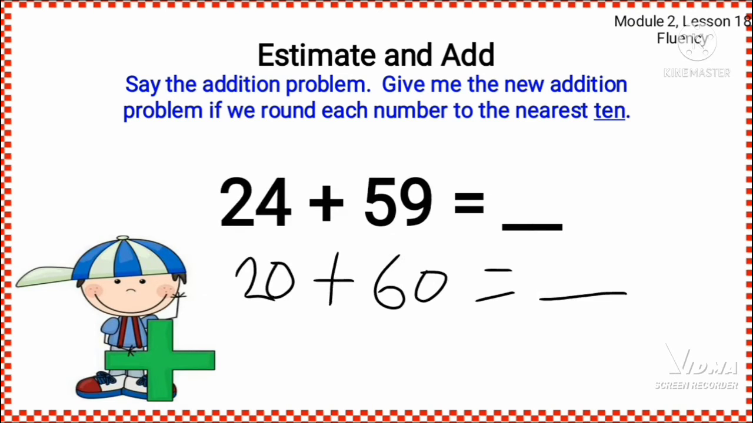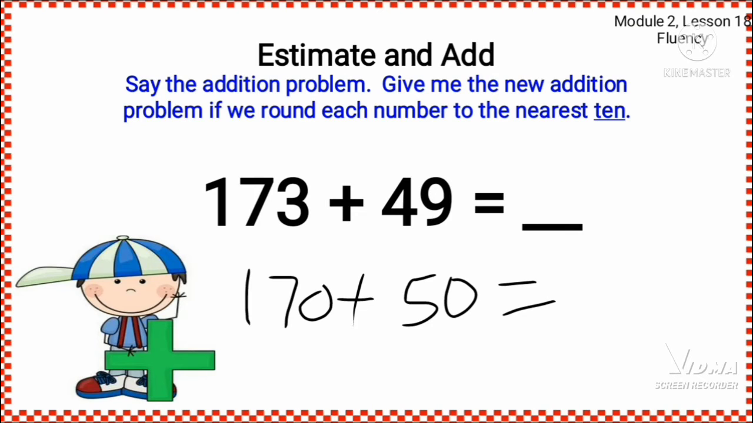Let us round off to the nearest 10. 24 to the nearest 10 is 20. 59 to the nearest 10 is 60. So we now have 20 plus 60. What's the answer? 80. Correct.